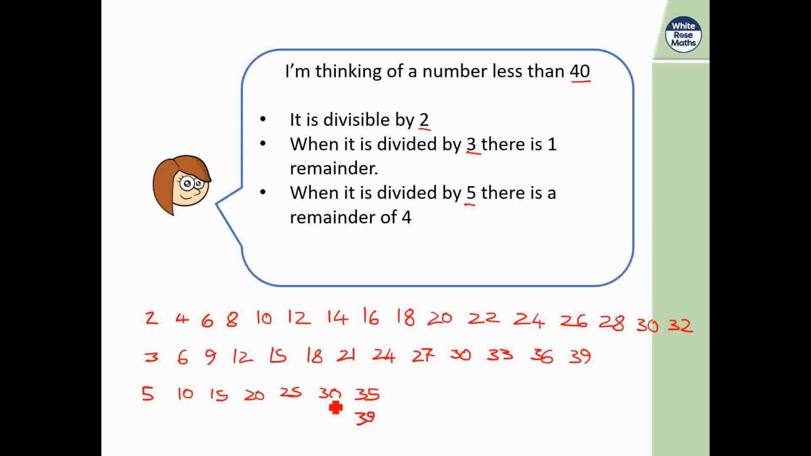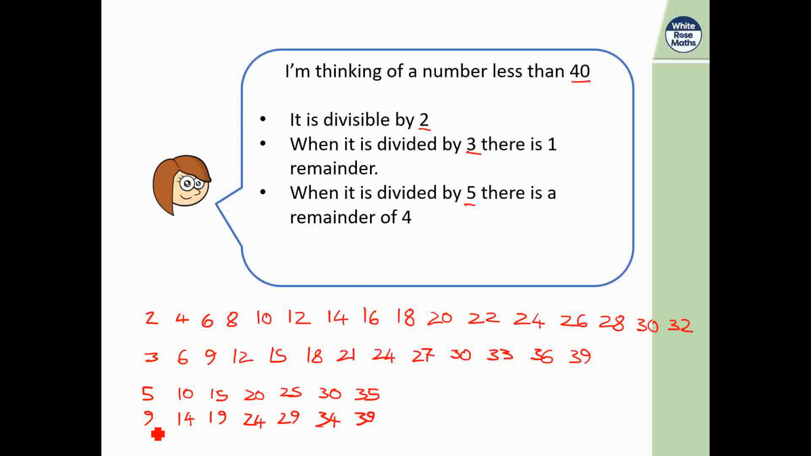So now I'm doing what the number could be. Right, what's 30 plus 4? 34. Okay, we're adding the remainders. What's 25 plus 4? 29. What's 20 plus 4? 24. What is 15 plus 4? What's 10 plus 4? And what's 5 plus 4? 9. Okay, so we know if it's divisible by 2, it must be an even number.